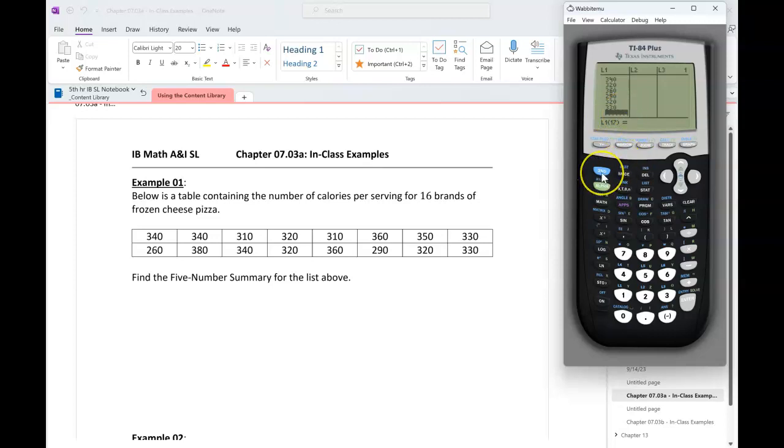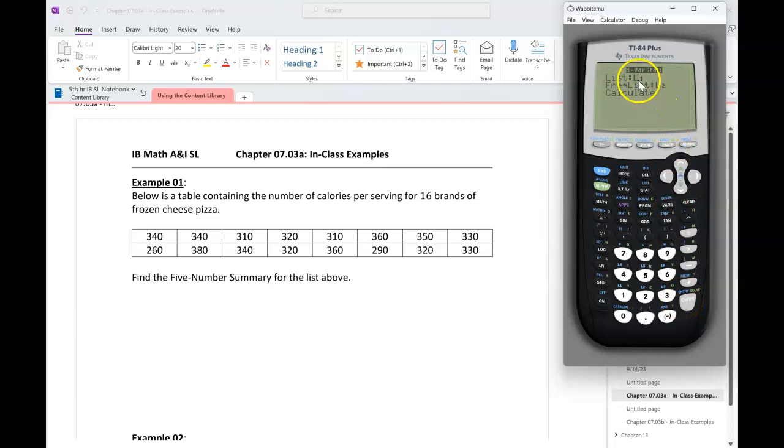I'm going to exit out of this menu by pressing second and the mode button. And then I'll do the stat button again. This time I'm going to move to the calc tab. And I'm going to choose one variable statistics, because I have just one variable here, calories for frozen pizzas.